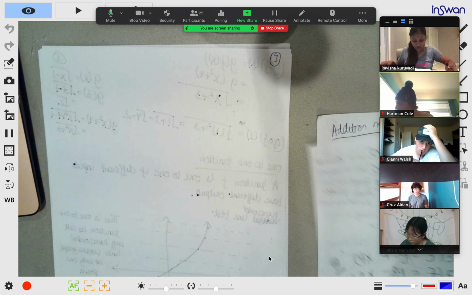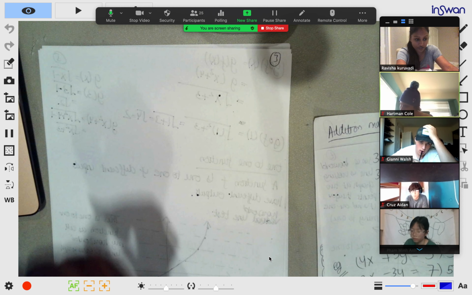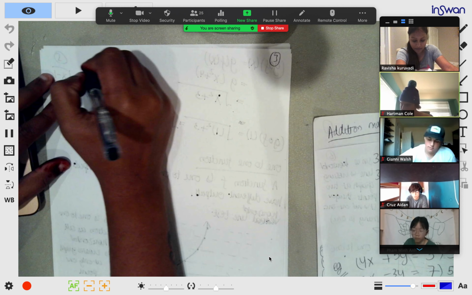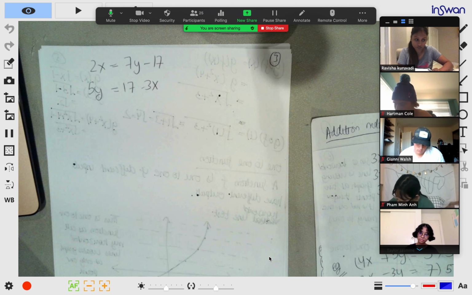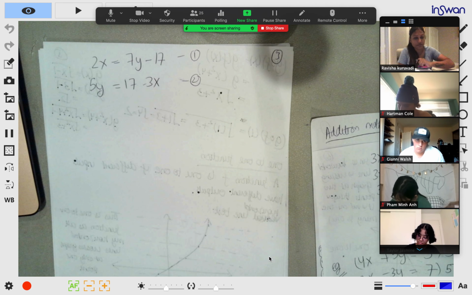Let's do one more question by the addition method. You're given 2x is equal to 7y minus 17. You have to choose which equation you want to use. Now step 1 is to rewrite. You have to write in the standard form: x term plus y term is equal to constant.